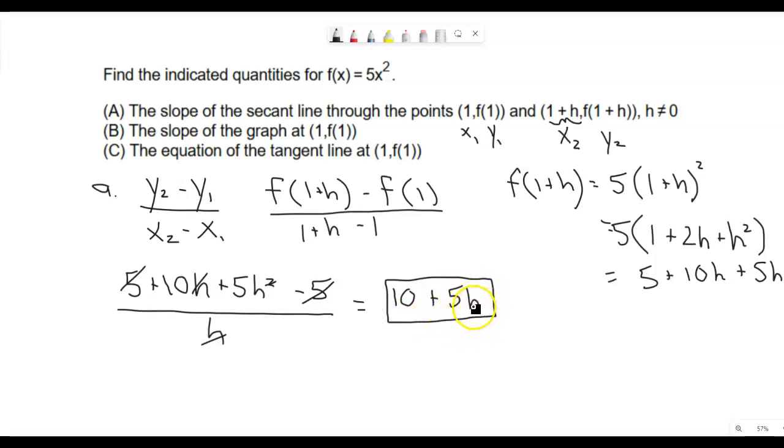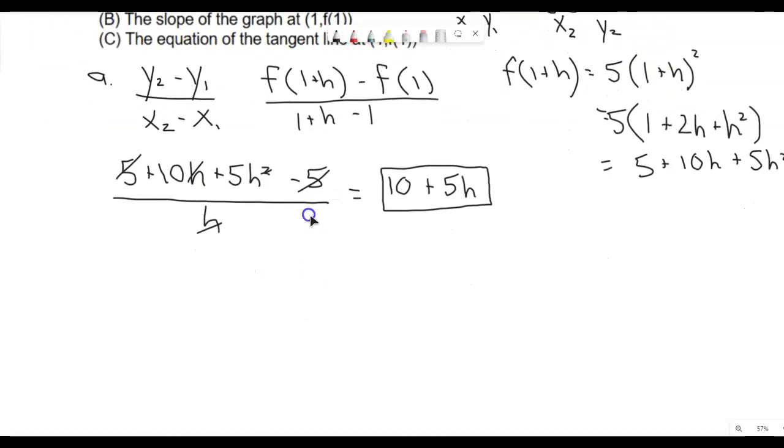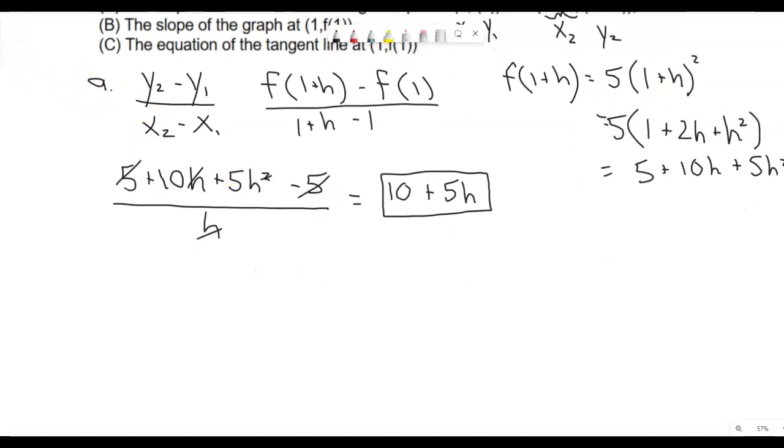So now we can put in anything for h. Remember, h is the distance that our second point is away from our first point. The second one says find the slope of the graph at 1, f of 1. Here we're going to use the limit definition of the derivative. Let me give us a little bit more room here. We're going to use this formula here.